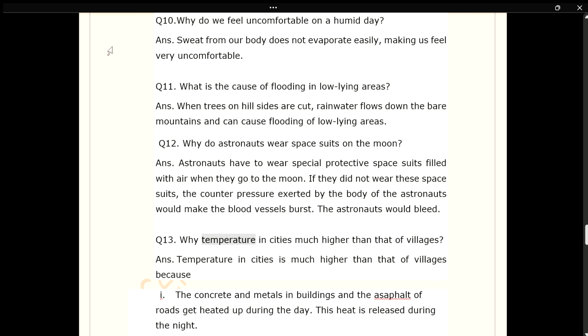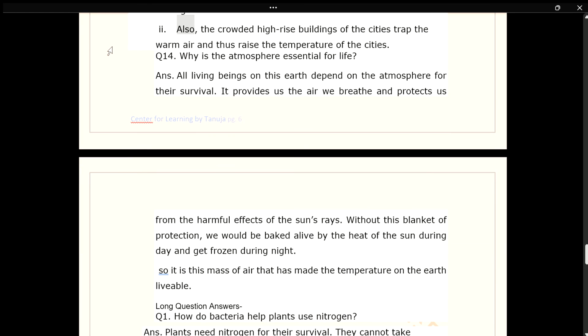Q13. Why is the temperature in cities much higher than that of villages? Ans. Temperature in cities is much higher than that of villages because: 1. The concrete and metals in buildings and the asphalt of roads get heated up during the day. This heat is released during the night. 2. Also, the crowded high-rise buildings of the cities trap the warm air and thus raise the temperature of the cities.